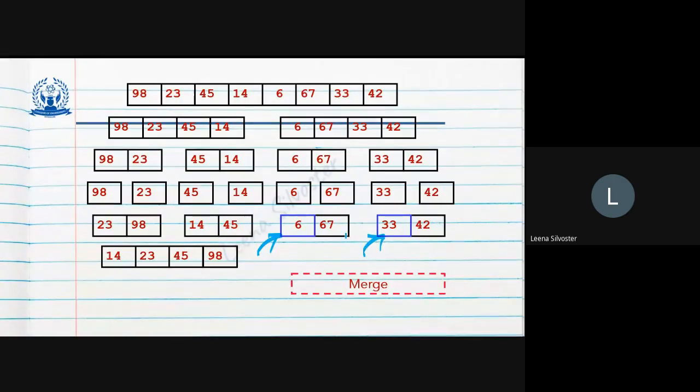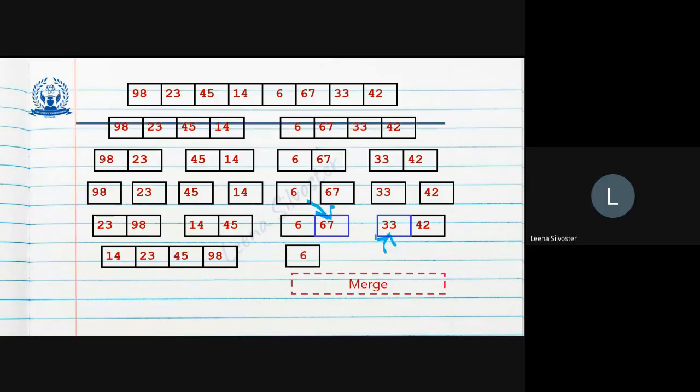So we will compare 6 and 33. Which is smallest? 6. So we will remove 6 from this and add to the third list. Then the pointer will be moved to 67. Here there is no change in pointer. So we will compare 33 and 67. Which is smallest? 33 is smallest.